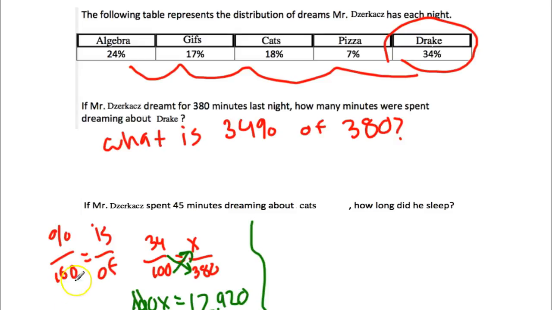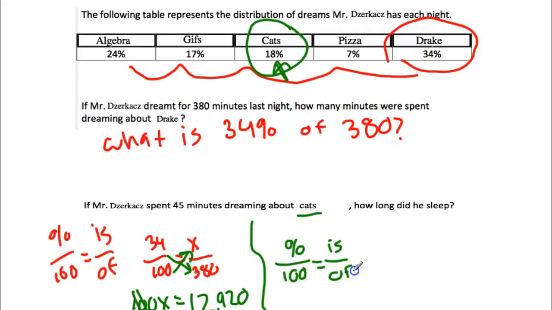So I want to turn this one into another word problem, a simpler one. So if Mr. Durkis spent 45 minutes dreaming about cats, how long did he sleep? All right. So do I know a percentage? Well, that says cats, right? Cats, bam, 18%. So I do know my percentage. So if I have this thing, the proportion, percentage over 100 equals is over of, I know the percentage, right? This was 18%. All right, so I'll put my 18 right there over 100.